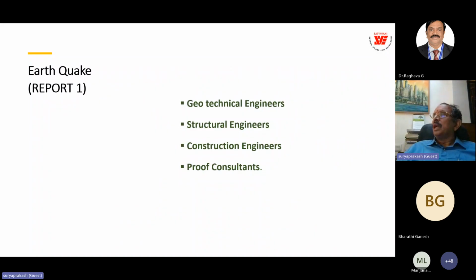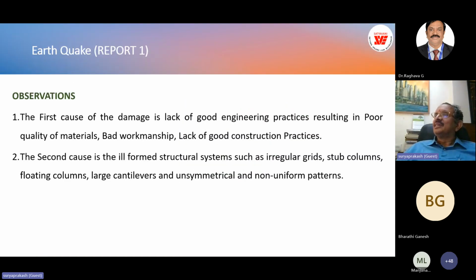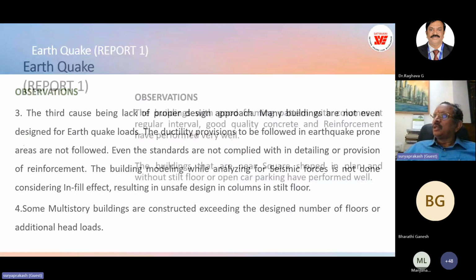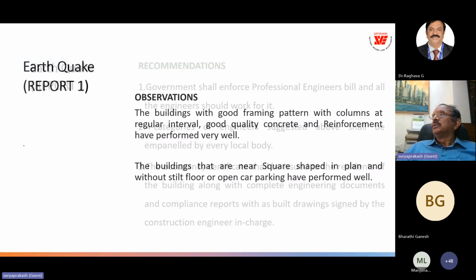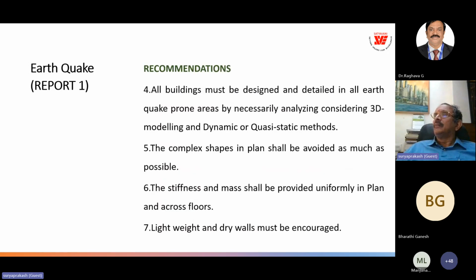So we found that there is no geotechnical engineer report, there is no structural engineer report, there is no construction engineer report, and there are no proof consultants in any of the projects. We could not find any data. And interestingly, there was a fire accident in the municipal office after that earthquake because they wanted to destroy all the documents.